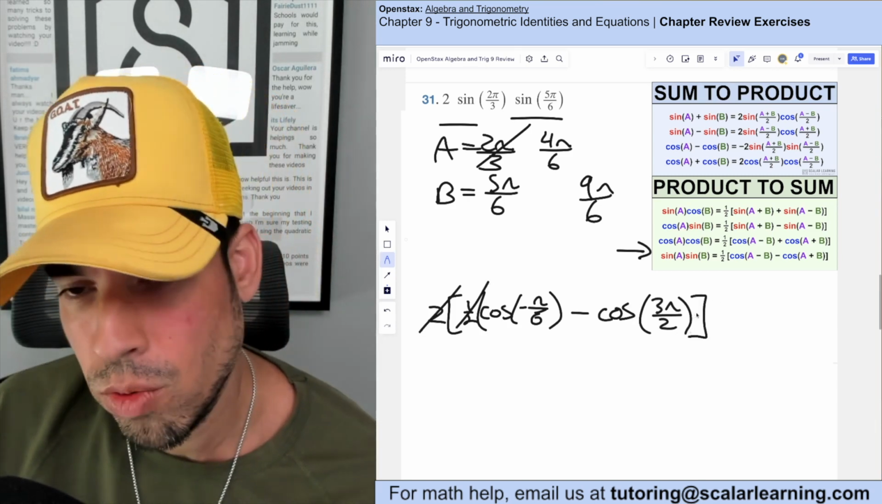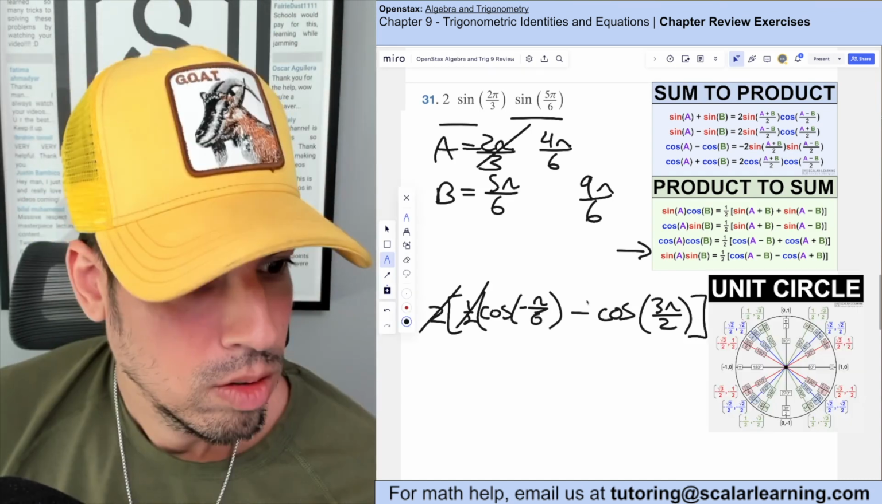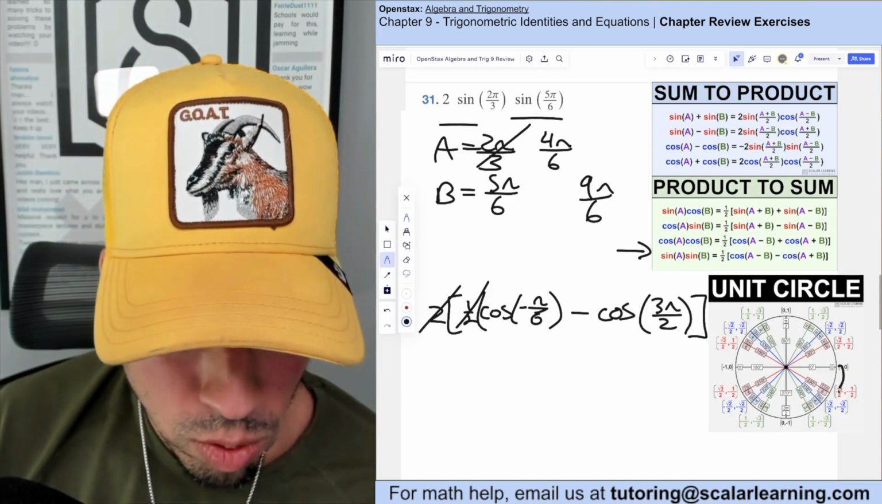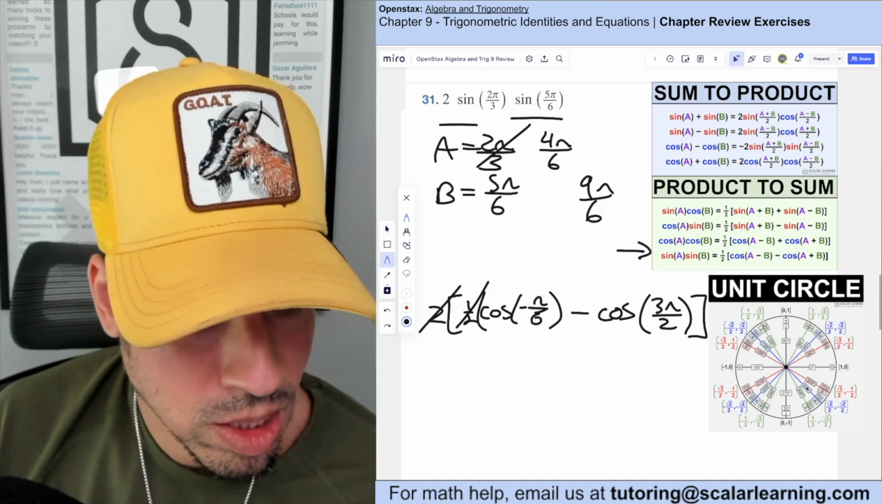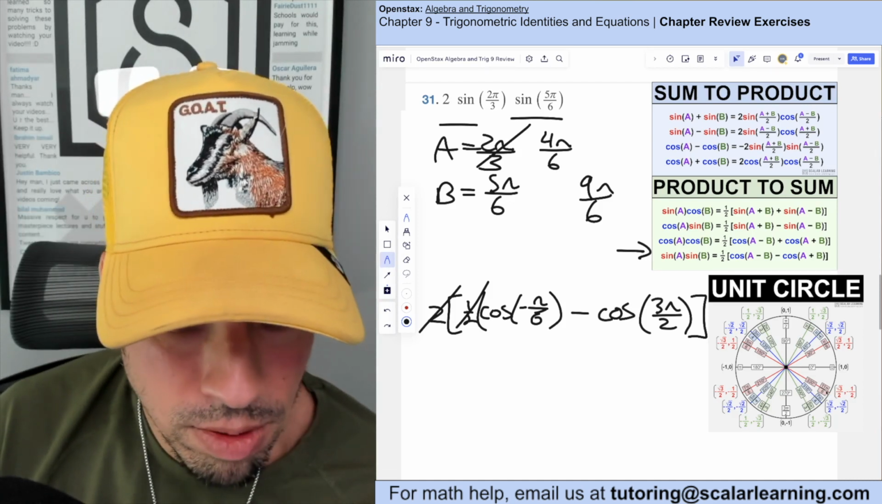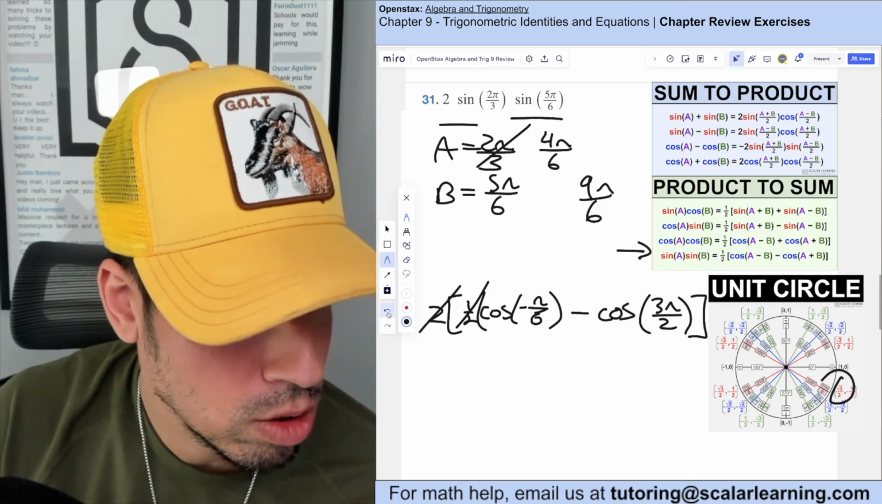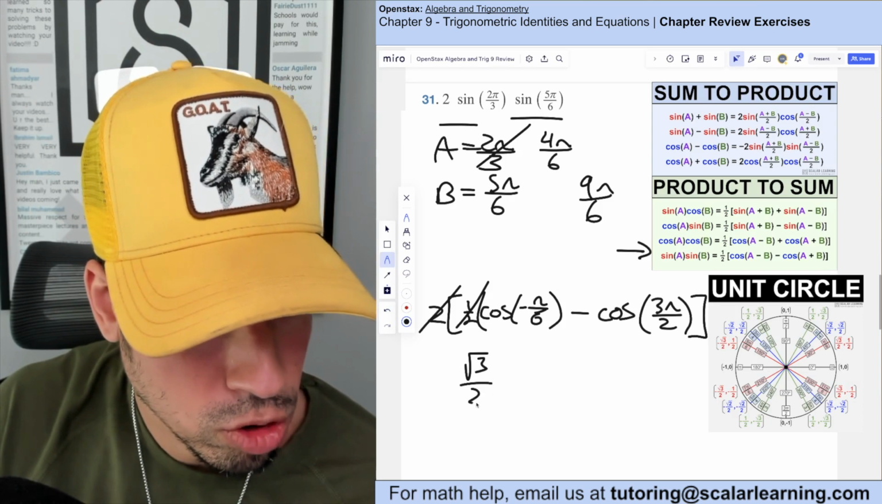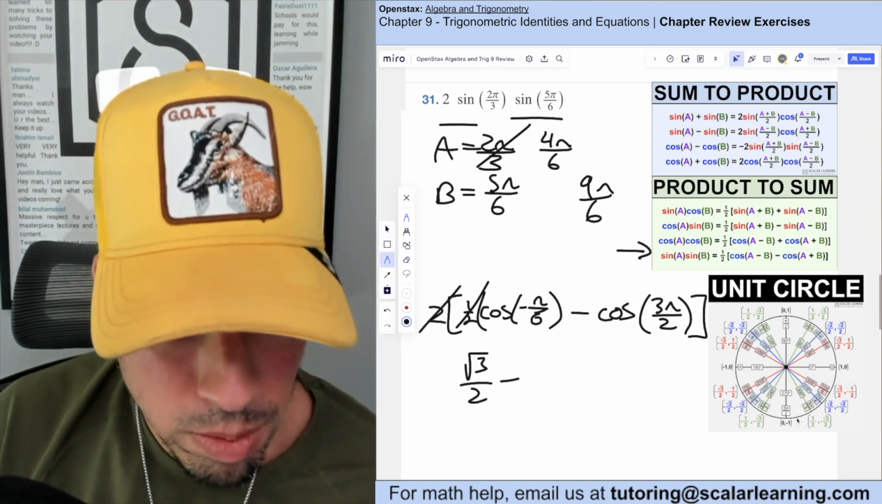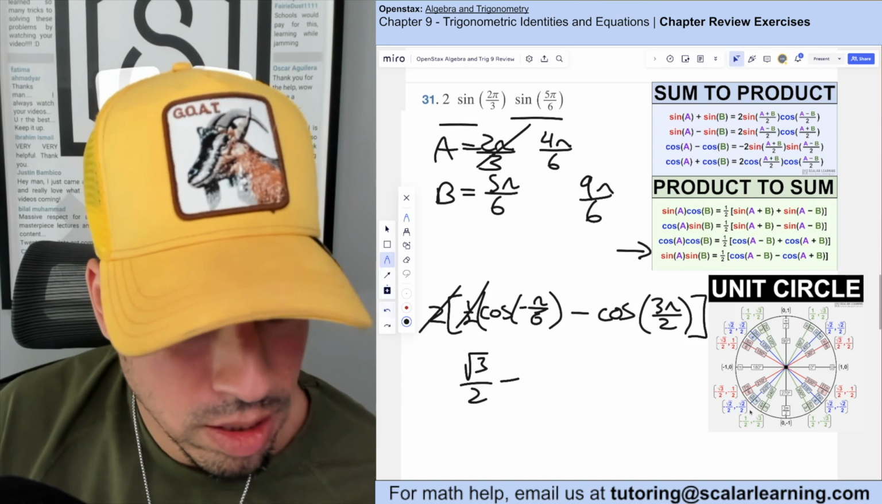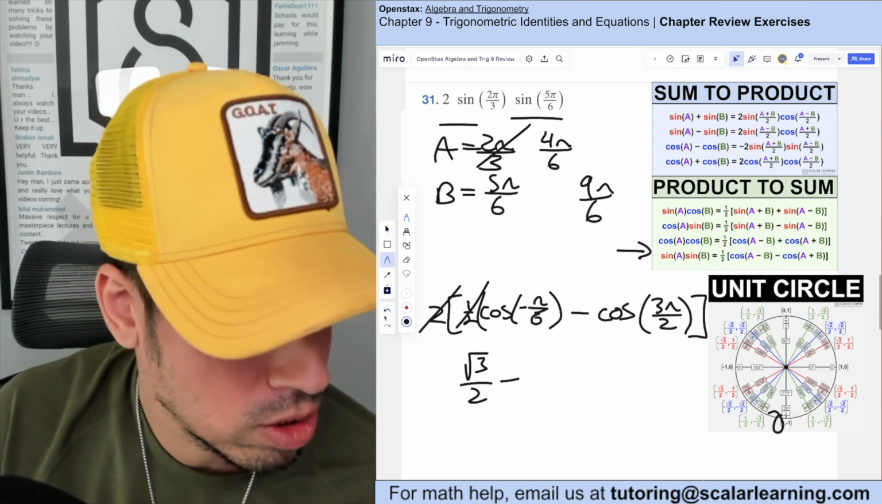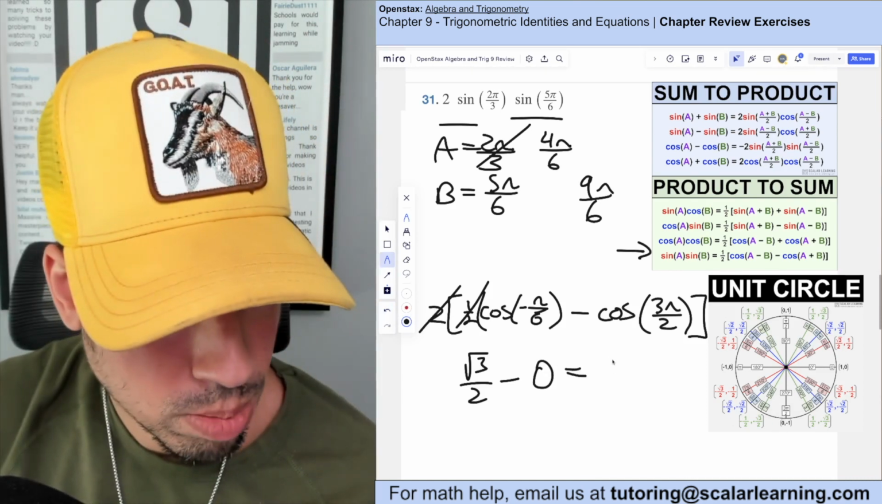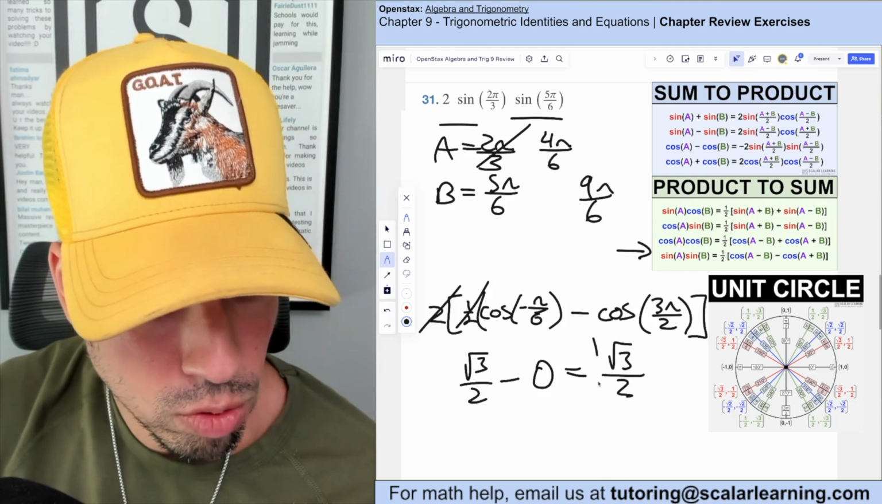Now we'll use the unit circle to get these values. So cosine of negative pi 6, that's going backwards. So it's basically the same as 11 pi 6. So cosine of 11 pi 6 is the x value, which is rad 3 over 2, minus cosine of 3 pi halves. Here's 3 pi halves. Cosine is, again, the corresponding x value, which is 0, which means we simply have a final answer of rad 3 over 2. Boom, done.